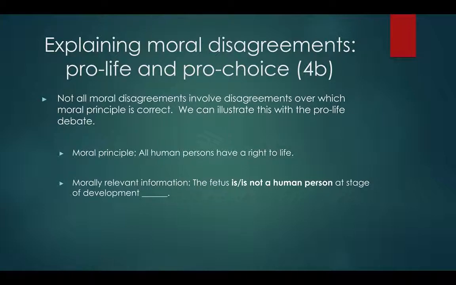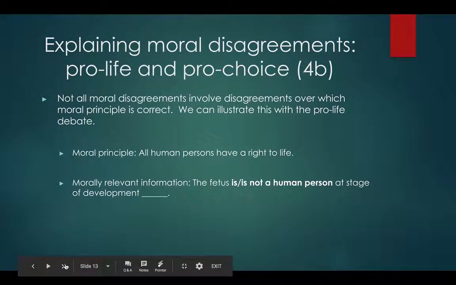Republicans and Democrats on taxation is another good example. They might both agree that the right policy is the one that produces the most economic benefit and causes people in the culture to flourish the most. But then they're going to have an empirical disagreement over which level actually does that. So once again, they can agree on the principle, but disagree on the morally relevant information.